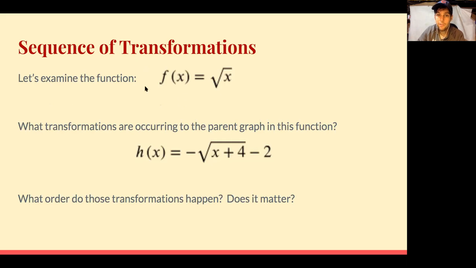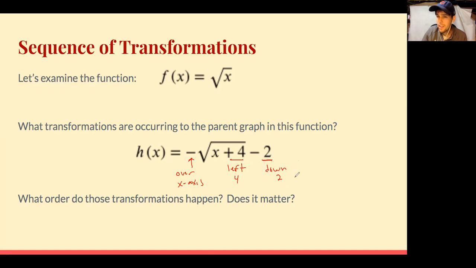So here we have our parent function, the square root of x, and we want to look at what's happening to it. So in this example, there are a few things happening. We have a negative in front, which is a reflection over the x-axis. We have this plus 4 on the inside, which is actually moving it to the left 4. And we have this minus 2, which is actually moving down 2. So those are the 3 transformations that are taking place.